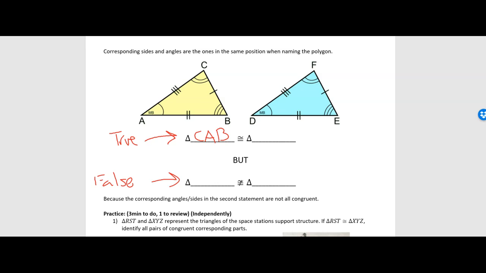So that first statement I want you to think of needs to be true. The second statement, come up with one that would be false, and then think about why that one would be false. Okay, so if I start with C for my yellow triangle, I need to start with F for my blue, because those are the angles that have two arcs, which means those are the two congruent angles. Or that's one set of congruent angles.